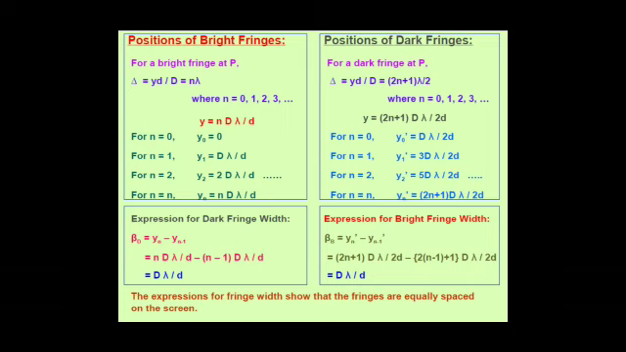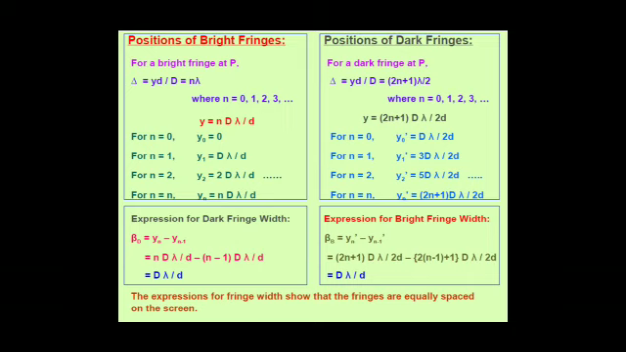For the minima, the path difference yd by capital D should be equal to 2n plus 1 lambda by 2, and n is equal to 0, 1, 2 and 3. Putting the value of n, the positions of minima are obtained on the screen, which are: first is lambda by 2 capital D by small d, second is 3 lambda by 2 capital D upon small d, and so on, and 2n plus 1 lambda by 2 capital D by small d.